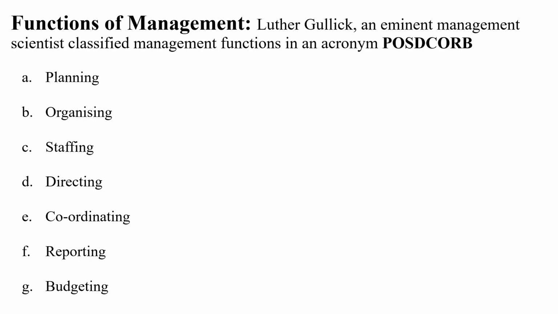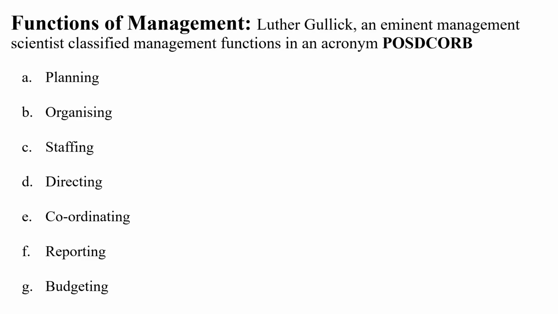Functions of management. Luther Gulick, an eminent management scientist, classified management functions as an acronym, POSDCORB, which stands for planning, organizing, staffing, directing, coordinating, reporting, and budgeting. First one is planning. Planning is a future-oriented process, and it decides in advance what is to be done, how it is to be done, when to do it, who is to do it, and where it is to be done.